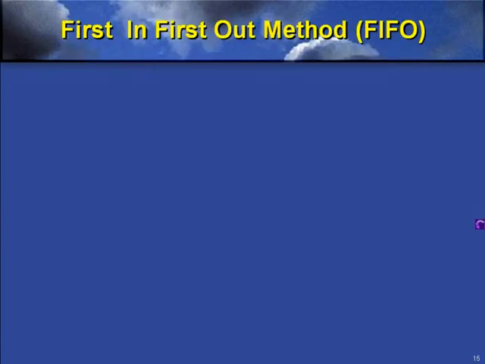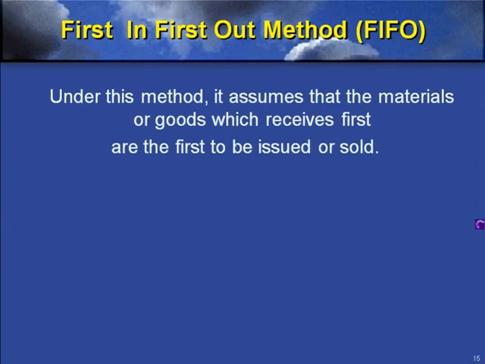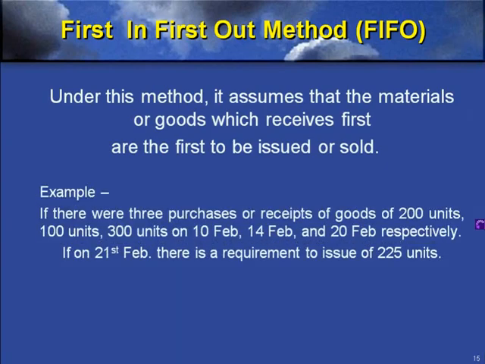Next is the first in first out method, known as the FIFO method. Under this method, it assumes that the material or goods which are received first by us are the first to be issued or sold. It means whichever actually comes first will go out of your business first. This is the simple concept of this system.